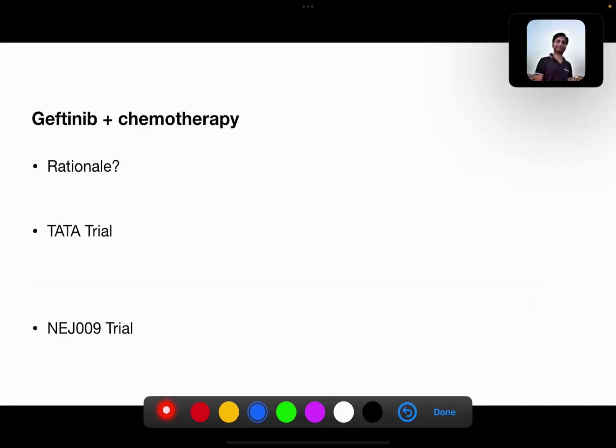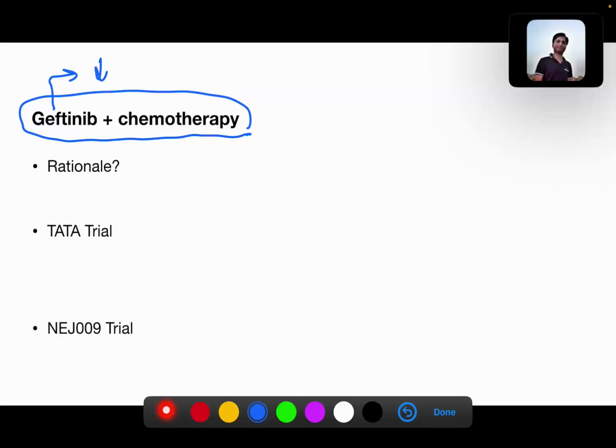Erlotinib plus VEGF inhibitor. Then the second group of combination therapy is gefitinib plus chemotherapy. The rationale being that gefitinib leads to a decrease in the expression of thymidylate synthetase, right? And that can increase the efficacy of chemotherapy when given together with gefitinib. So gefitinib leads to decreased expression of thymidylate synthetase, which can increase the efficacy of chemotherapy.